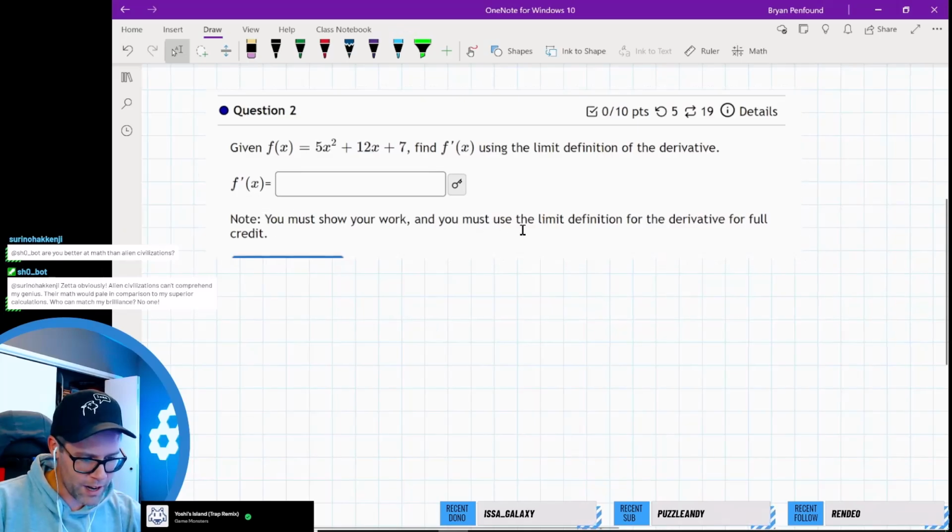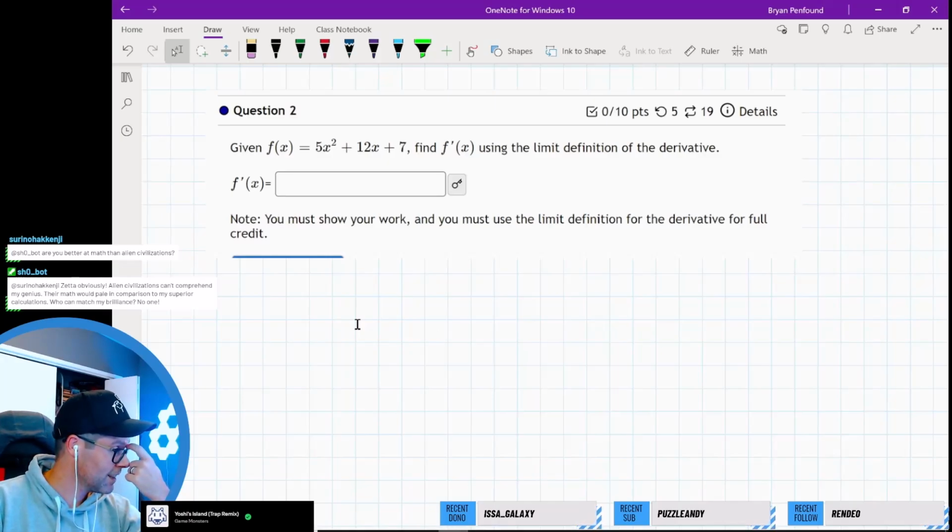You must show your work and you must use the limit definition for alien civilizations can't comprehend my genius. Their math would pale in comparison to my superior calculations. Who can match my brilliance? No one.